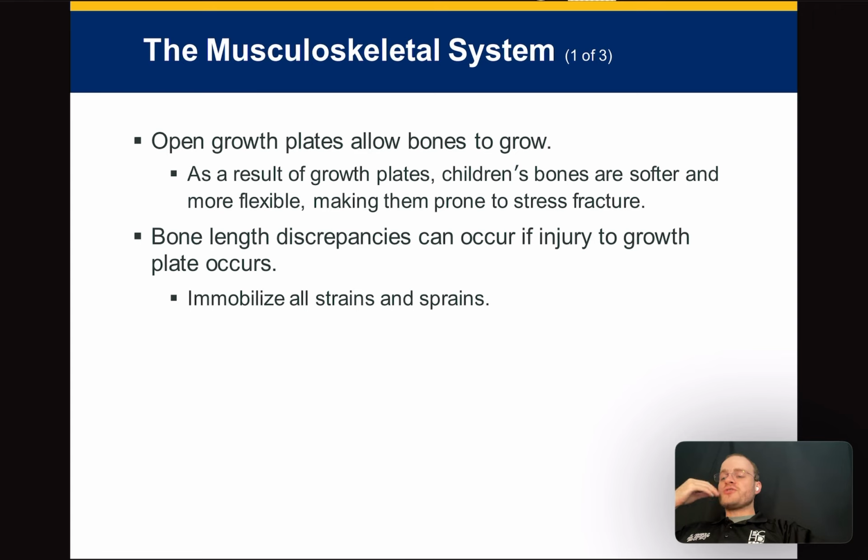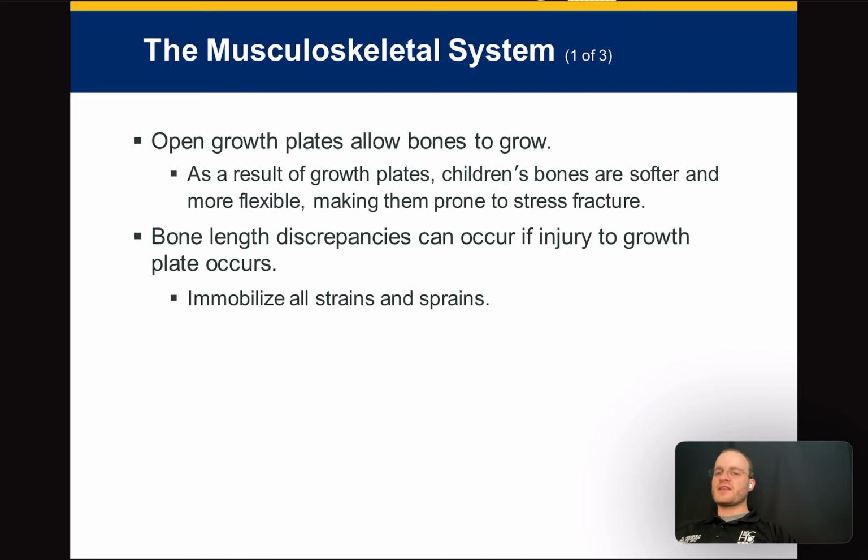Now the musculoskeletal system, remember the epiphyseal end, what's called the epiphyseal growth plate. So there's growth plates in bones and long bones. And so if a kid breaks a bone through this plate, they could end up with stunted growth in that extremity. And so that's one thing to keep in mind. That's what they're talking about in the second bullet.